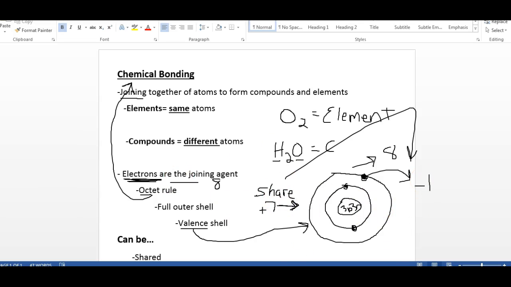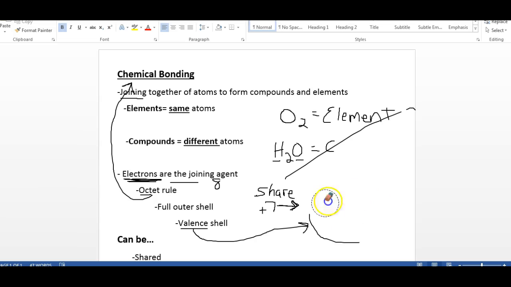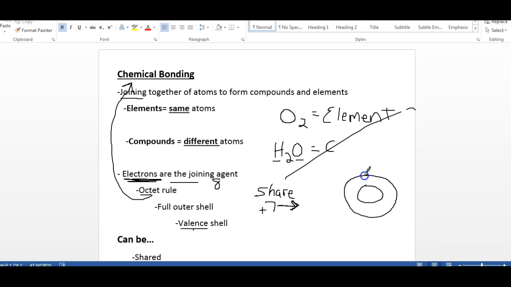And if you're a compound like oxygen, let me erase all this stuff here. Let's give it a different perspective. If you're a compound like oxygen, they all have 2 in this one.